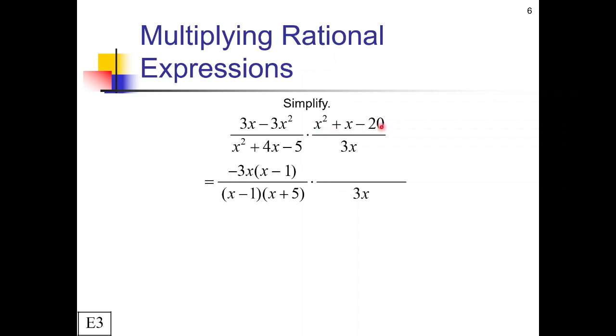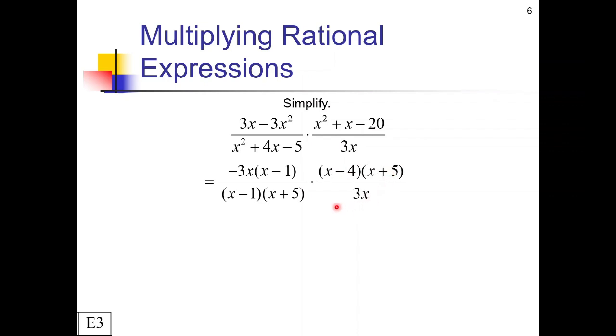Now, going to my top right factor here, we have things that multiply to negative 20 and add up to 1. 1 and 20 doesn't work, neither does 2 and 10. 4 and 5 works if I have negative 4 and positive 5. So x minus 4, x plus 5.